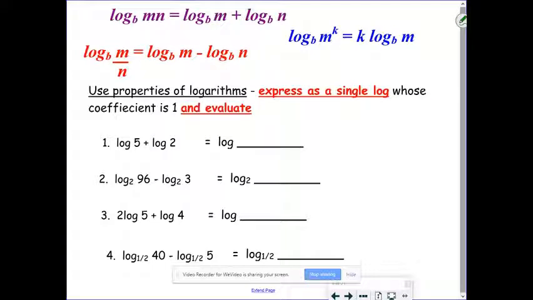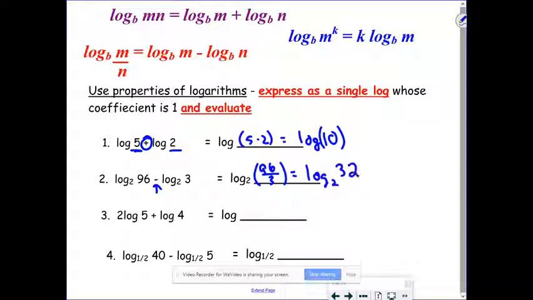So taking a look, the first one. It's addition. So if it's addition, I can multiply the numbers there. So 5 times 2, I get 10. So that's going to be log 10. In number 2, it's subtraction. So that's going to be division. 96 divided by 3. That's going to be log of 32.